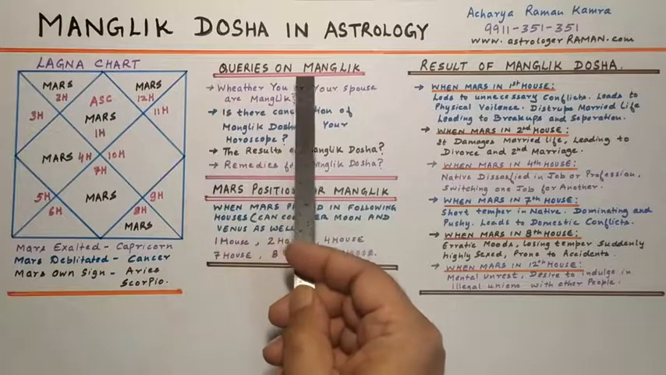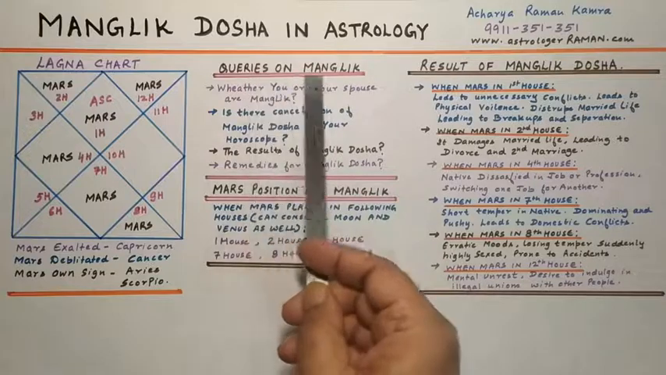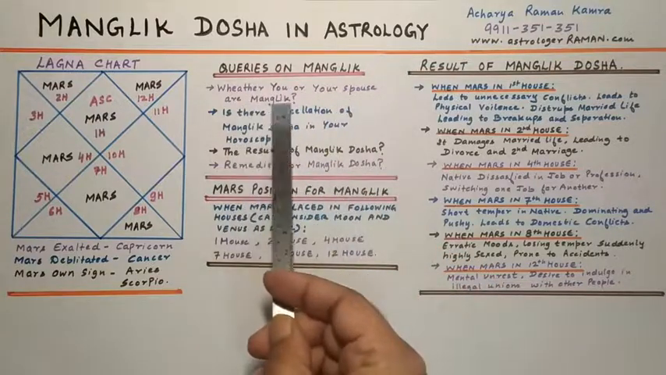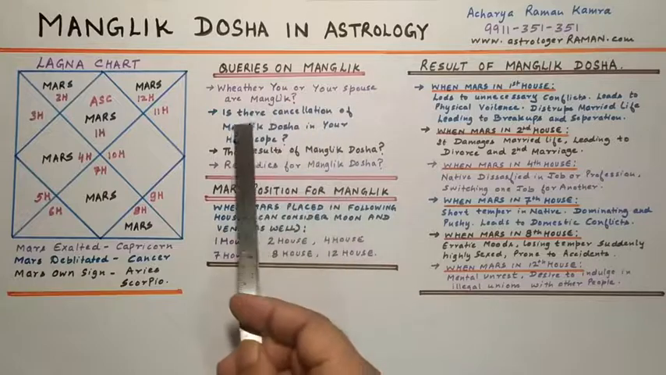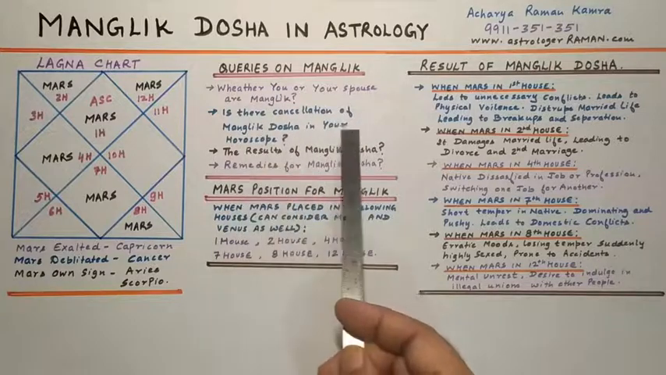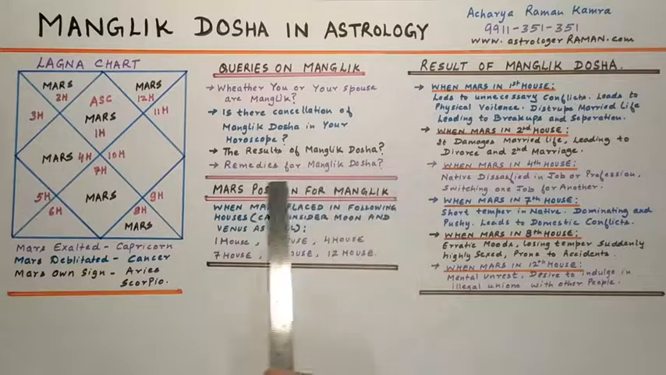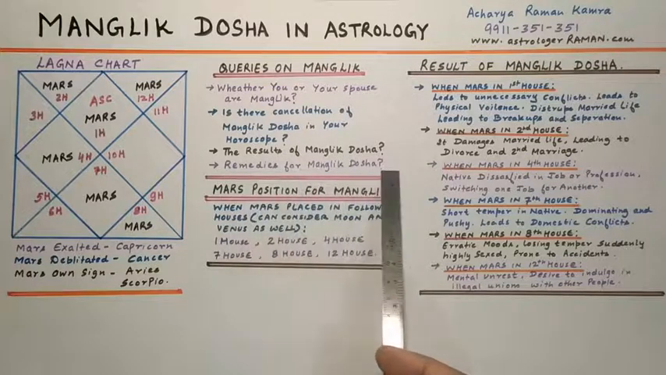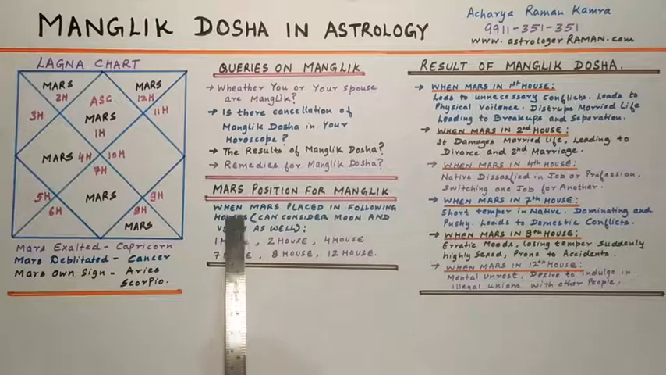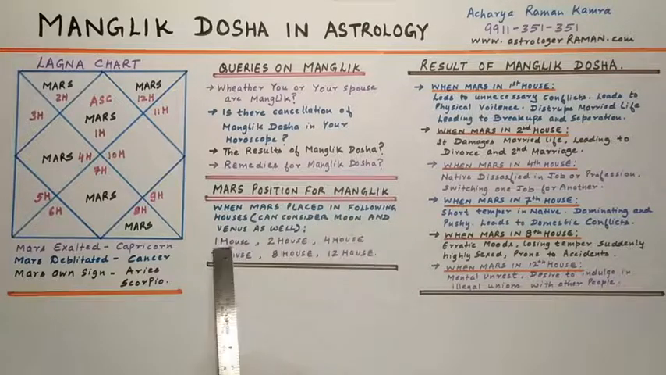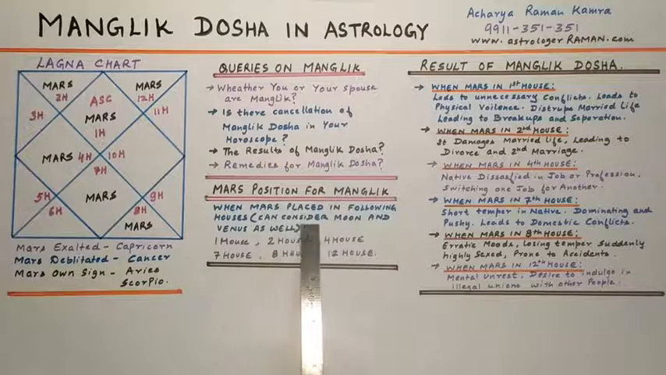Now, the queries on Manglik Dosha or Mangal Dosha, the main queries are whether you or your spouse are Manglik. Is there any cancellation of Manglik Dosha in your horoscope? What would be the results of Manglik Dosha and the remedies for Manglik Dosha? Now when Mars is placed in the following houses, it can create Manglik Dosha. You should also consider it from the Moon and Venus as well.